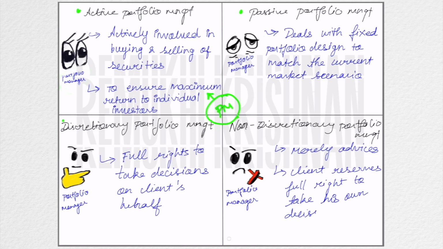Example, if I want to go under non-discretionary portfolio management, then my portfolio manager can advise me whether I should buy a particular stock or whether I should hold that particular stock, but he can't do it without my consent.